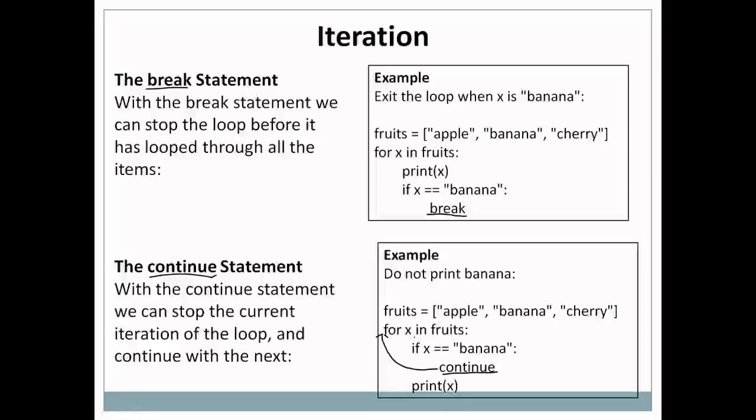So the next value which is assigned to x is cherry. So it will again check if cherry is equal to banana. False, so it will directly go to print x. So the output of this particular example is apple and cherry. It will not print banana. So this is how you can use break and continue even with the for loop.